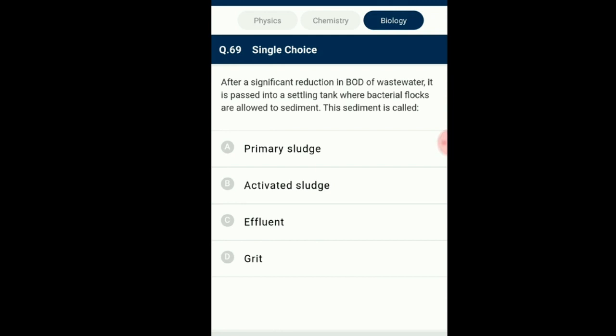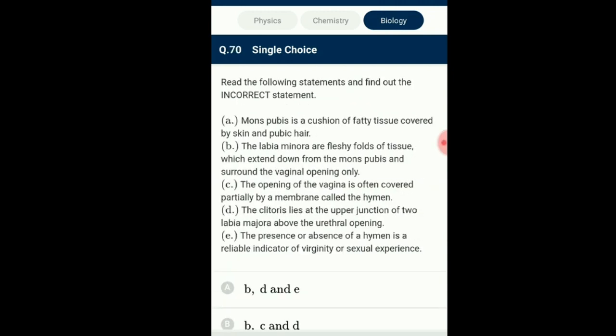Some portion of the sludge is used as inoculum for the next batch of aeration treatment and the rest is transferred into sludge digesters where anaerobic microbes grow and digest the sludge content and produce a mixture of gases having methane, hydrogen sulfide and carbon dioxide. So the answer for this question is option B, activated sludge. Question number 70. Read the following statements and find out the incorrect statement.